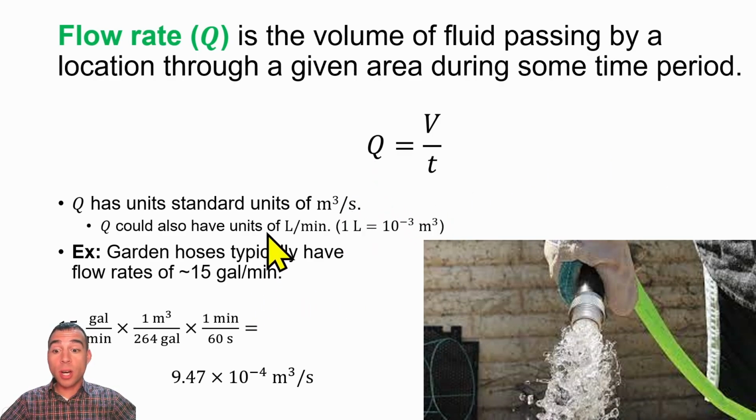But you could also imagine other units that are more common, like liters per minute or gallons per minute. For example, if a typical garden hose has a flow rate of 15 gallons per minute, we could convert that to meters cubed per second to get it into its standard units.